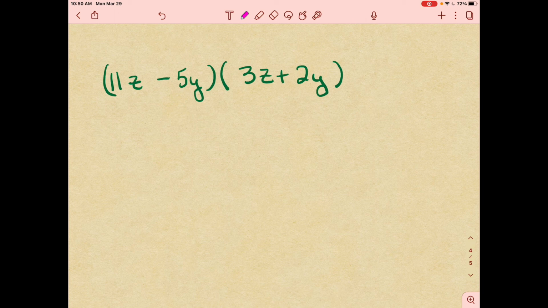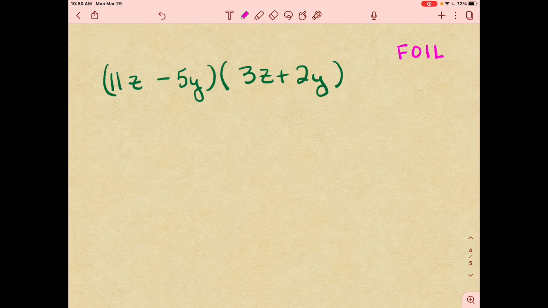This is binomials. The binomials can certainly be just worked with the distributive property, where you would just do 11z times 3z and then do 11z times 2y, and then do negative 5y times 3z and then negative 5y times 2y. It's fine. FOIL is the same thing, maybe just in a little bit different order, and it sets us up to be able to deal with some mathematical situations that are in our near future.